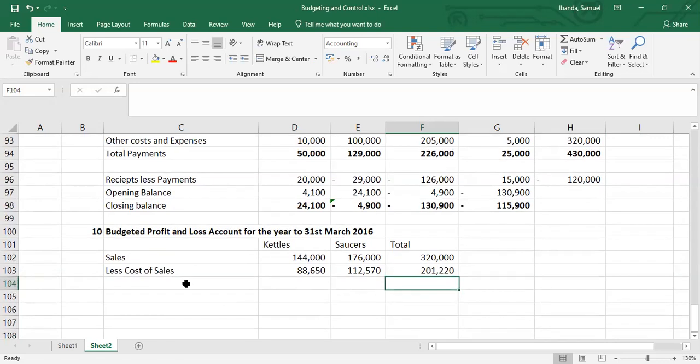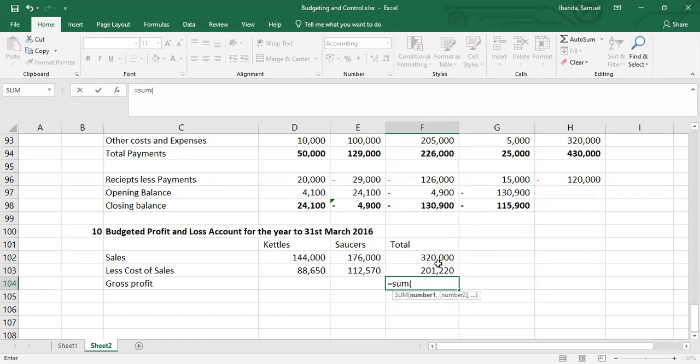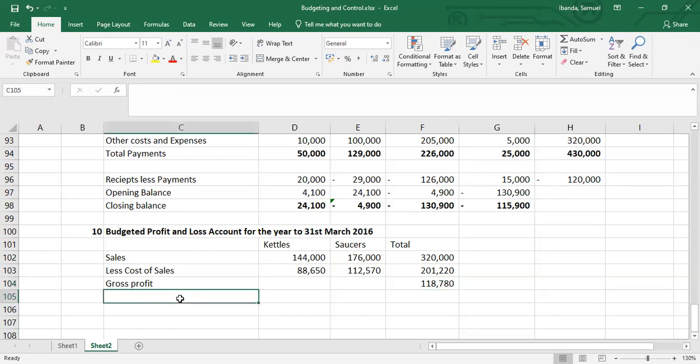I have my sales already, I have my cost of sales. So that means I can determine my gross profit or loss, depending. Right here, when I try to get the difference of this, it gets me 521,220. Oh, sorry, the gross profit is this less than this, not the summation, so it gives me 118,780. So that is my gross profit.